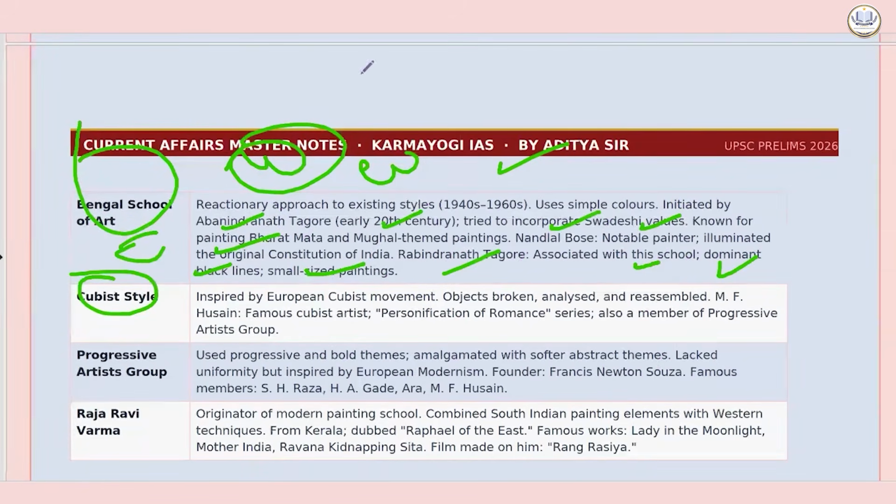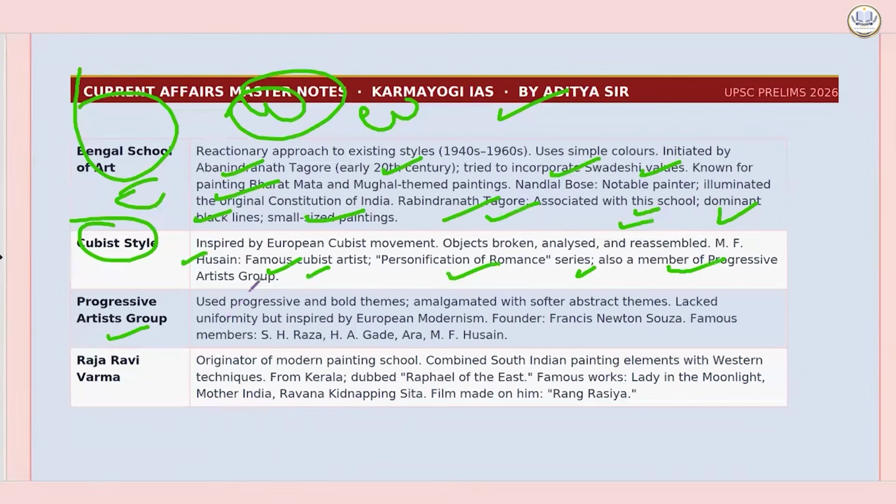Then Cubist style, inspired by the European Cubist movement. Objects were broken, analyzed and reassembled. M.F. Hussain, Maqbul Fida Hussain, was a famous Cubist artist, known for the Personification of Romance series, and also a member of the Progressive Artists Group. The Progressive Artists Group used progressive and bold themes, amalgamated with softer abstract themes, lacked uniformity but was inspired by European modernism. The founder was Francis Newton Souza. Famous members were S.H. Raza, H.A. Gade, Ara and Maqbul Fida Hussain.